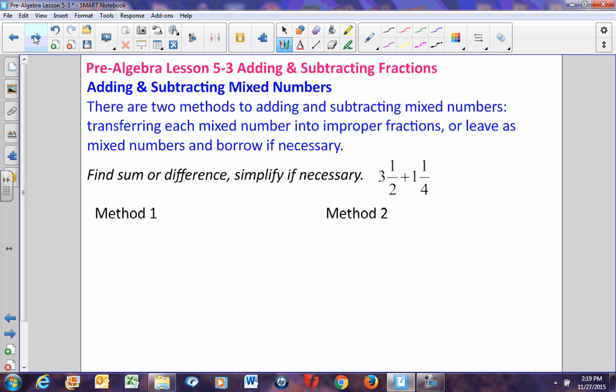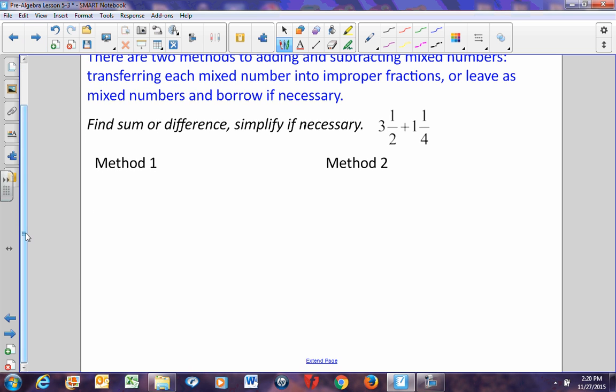Now, there are two methods for adding and subtracting mixed numbers. You can transfer each mixed number into an improper fraction, or you can leave the mixed number and borrow if necessary. I don't care which method you choose as long as you understand why they work the way that they work. For example, I'm going to take 3 1/2 and I'm going to add to that 1 1/4. Okay? If I was going to change them to improper fractions, that's method number 1, is changing it to an improper fraction.